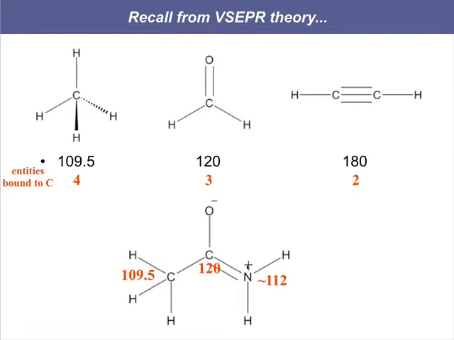That gives nitrogen a positive charge. Now carbon still has 4 bonds, so it's neutral, but oxygen would have 1 bond with now 3 lone pairs, which means it's got a negative charge. So we've got 2 structures.